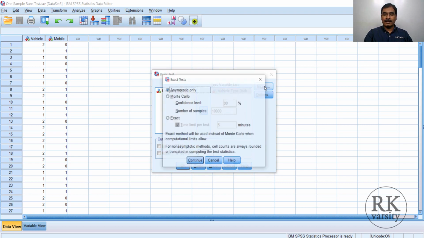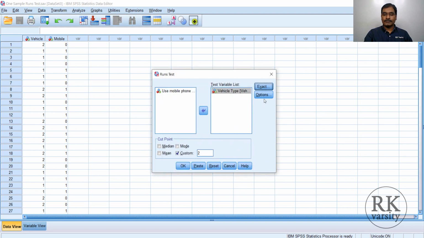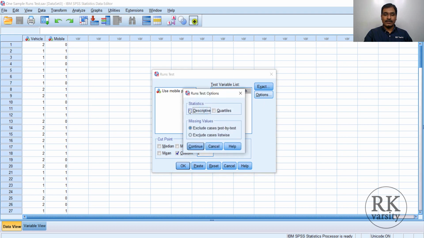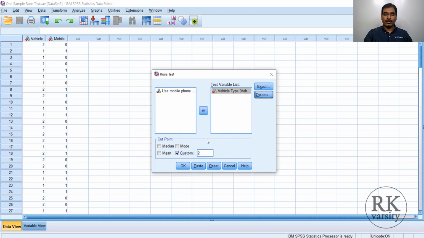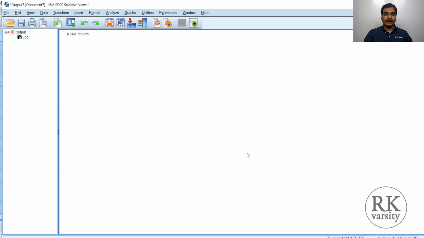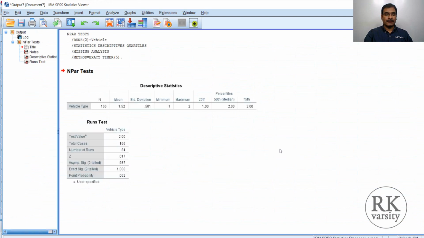Then click exact. So here exact, continue. Then you have options here. So statistics, descriptive statistics and quartiles. Click continue. Once you select your variable, then give the custom input, that is the highest one of the two options, then click OK. So here you have runs test statistics. Test value is 2. Total cases 166 observations were there, and there are 84 runs.